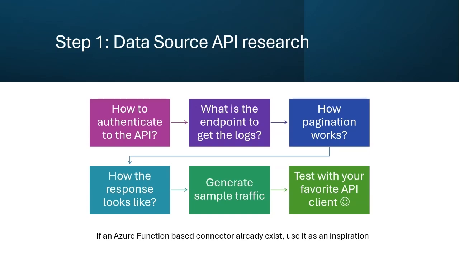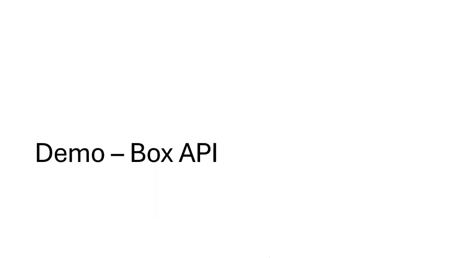So again, these are the questions that we need to answer. How to authenticate with the API? What is the endpoint to get the logs from? How does the pagination work? What does the response look like? And generate sample traffic. And again, testing with the API. This is just the polling only, right? So we're just configuring the polling part of my ARM template. Let's do a demo on how I would do this for my Box environment.